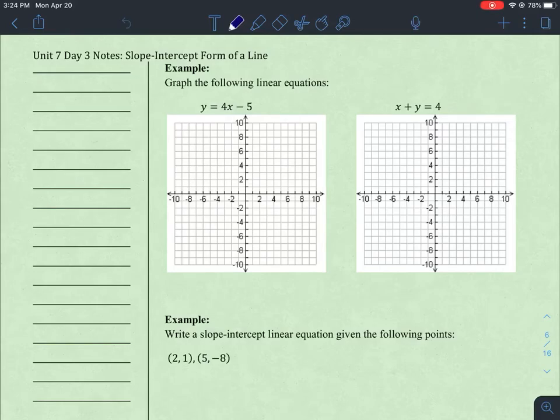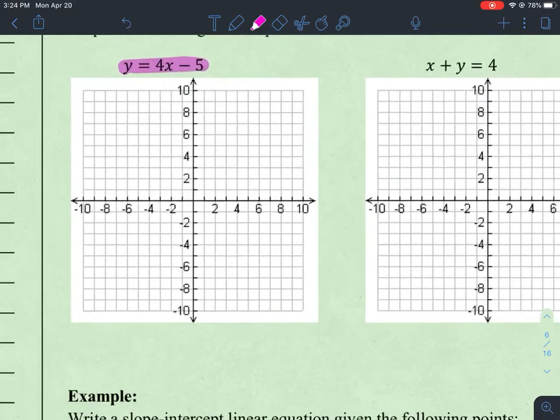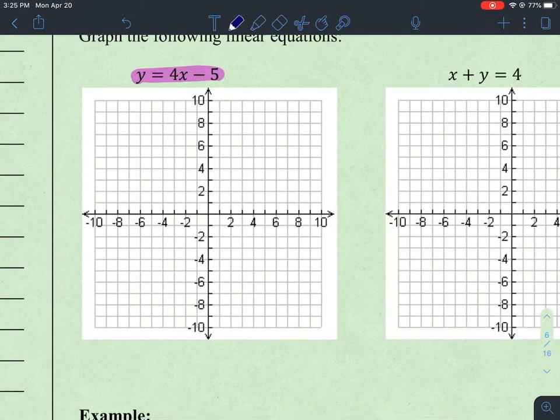Now we have a couple graphs. So we're going to graph the following linear equations. First one we're looking at, y equals 4x minus 5. So we're going to start at our starting point, which is going to be our y-intercept. So that's going to be that (0, negative 5) that we see from there. And we're going to use our slope to navigate.